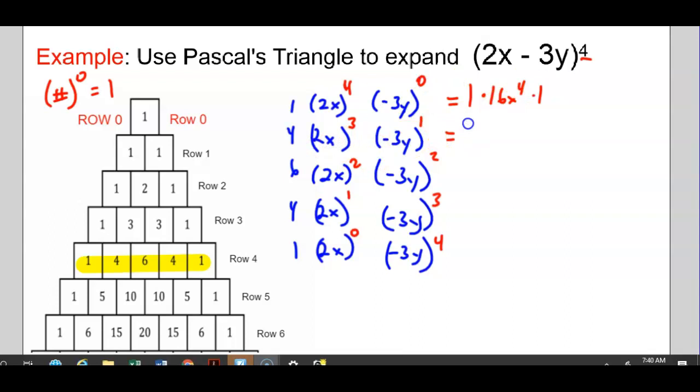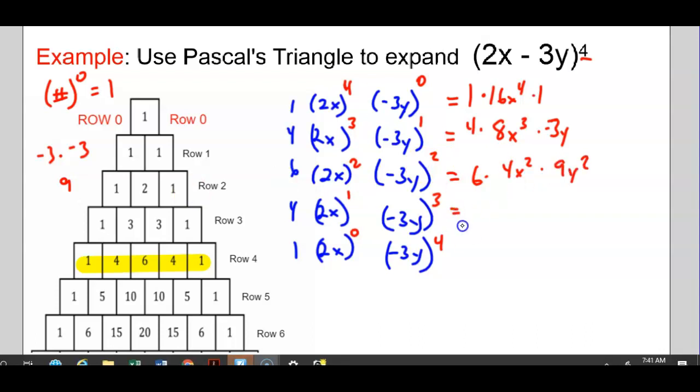Right here we have 4 times 2x cubed. So 2 cubed is going to be 2 times 2 is 4 times 2 is 8. So 8x cubed. And right here we have negative 3y. Let me make that look like a negative because that doesn't look negative. There we go. Right here we have 6 times 2x squared, so that's 4x squared, and then negative 3y squared. Remember, negative 3 times a negative 3, negative 3 squared is positive 9. So we have 9y squared.